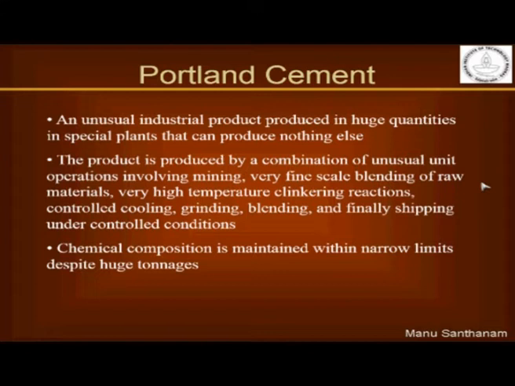Now chemical composition, you all ought to know, is maintained within narrow limits because ultimately when the cement goes out to the market, when you buy a bag of cement from the market, you have to be sure of its performance. As a result, when they sell the cement, it is sold with a very high degree of control on the chemical composition, otherwise you will not get the right kind of performance. So again, this is done in spite of very large tonnages. I already told you that 4,000 million tons was sold as far as cement was concerned in the year 2015.